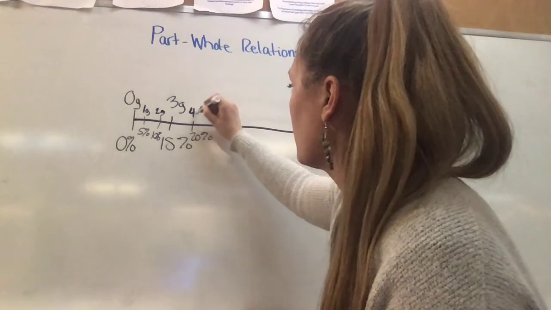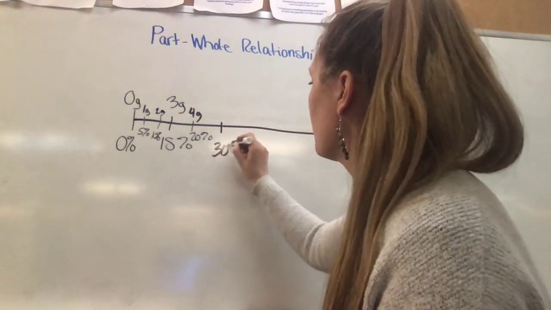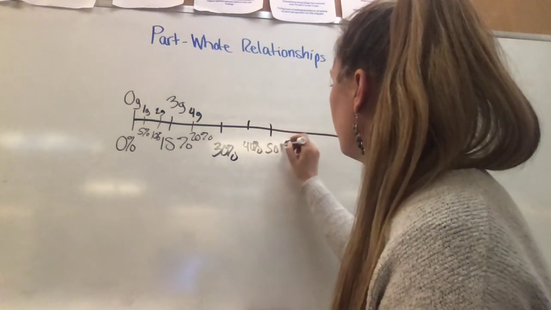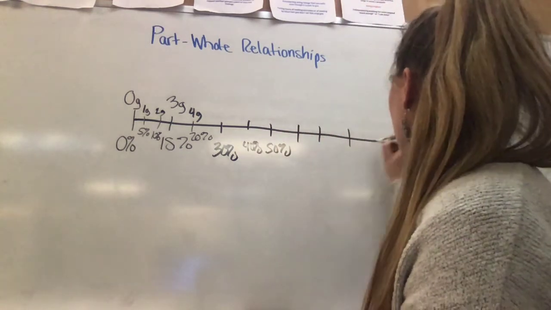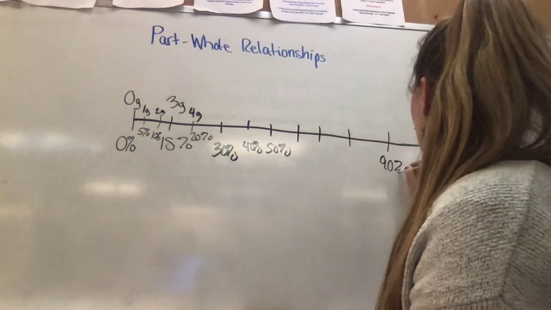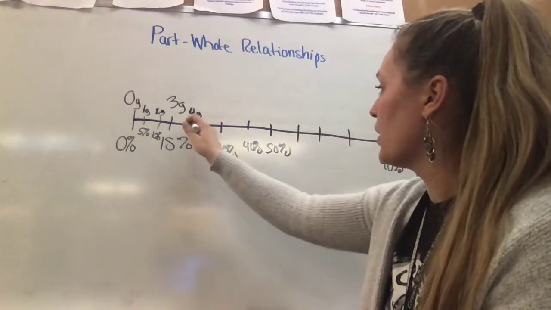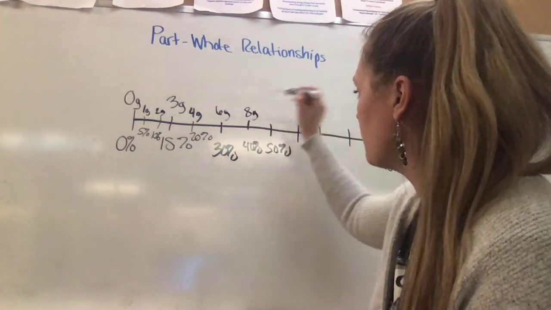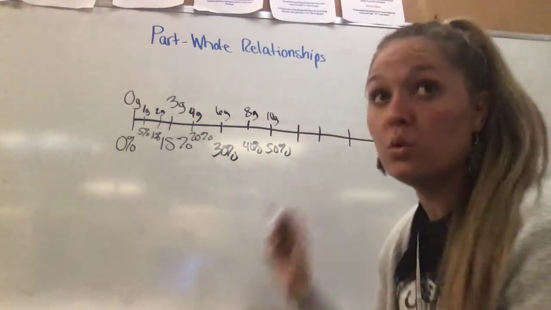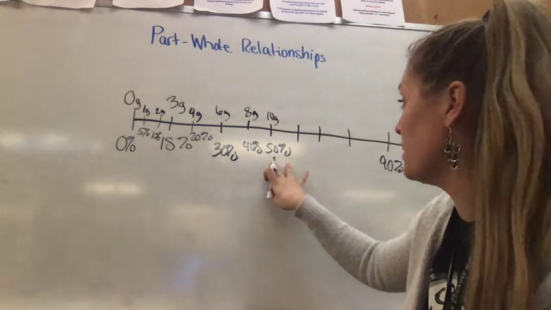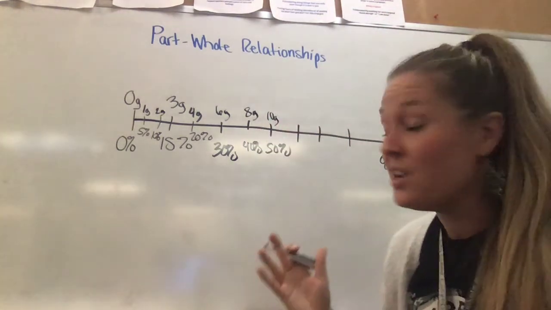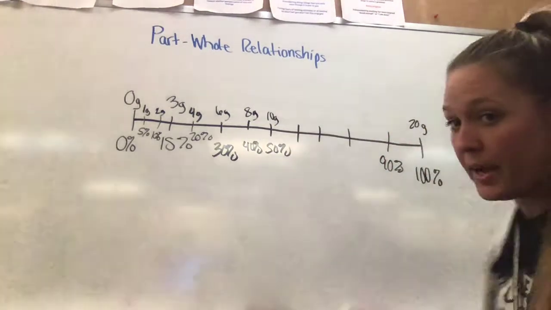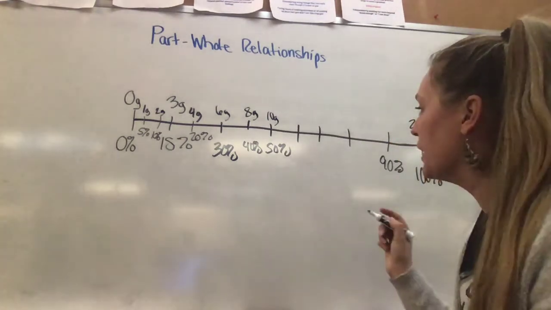20% would then be 4 grams. 30%, 40%, 50, 60, 70, 80, 90, up to 100%. So 4 grams, that would make this 6 grams, 8 grams, 10 grams. And if I got to 50% and I knew 50% was 10 grams, I would then know that 100% would be 20 grams. And I can fill in my whole linear table here if I wanted to.